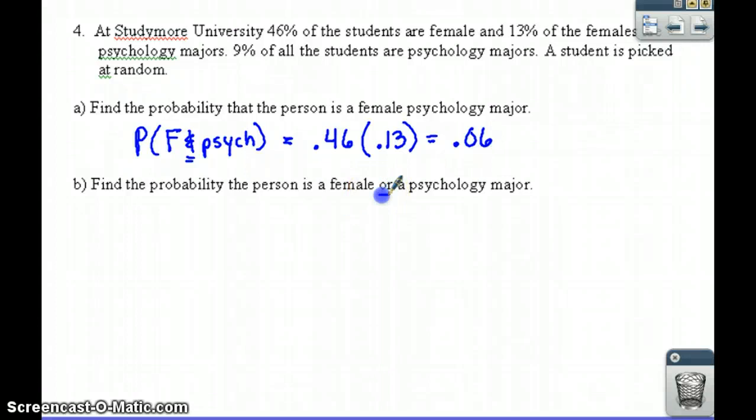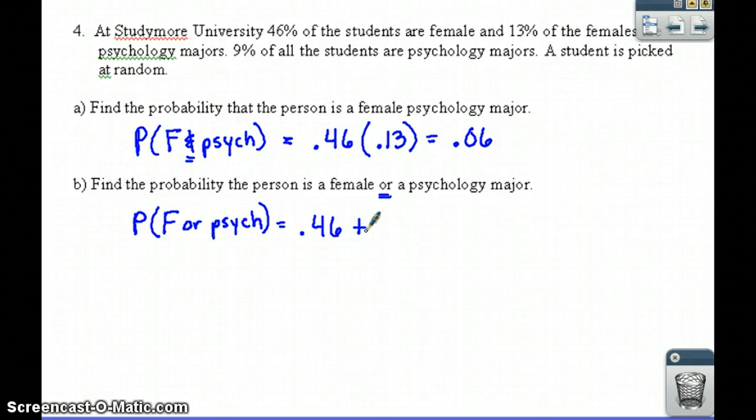The second problem is an or. So ors, remember, mean we're going to be adding instead of multiplying. So what's the probability the student is a female? Well, that's 46%. The probability that they are a psych major, well, what percentage of the student body is a psych major? Well, 9% of all students are psych majors, so 0.09. Remember, that's not 0.9, that's 0.09.